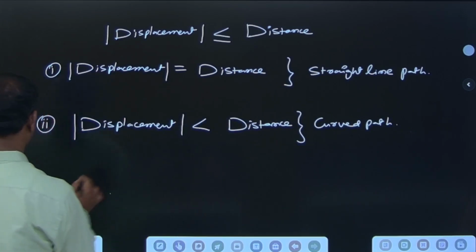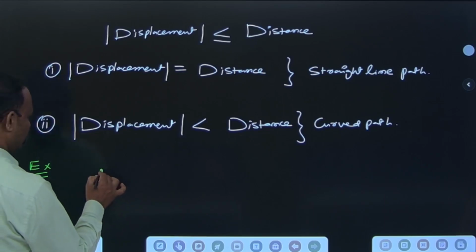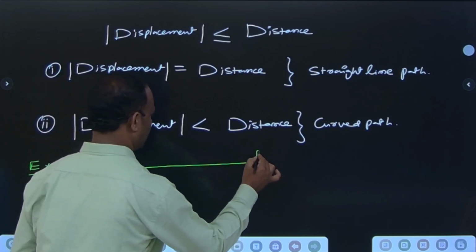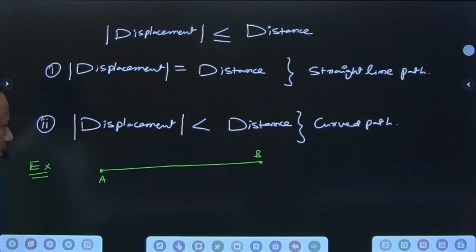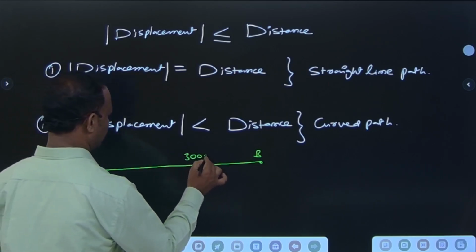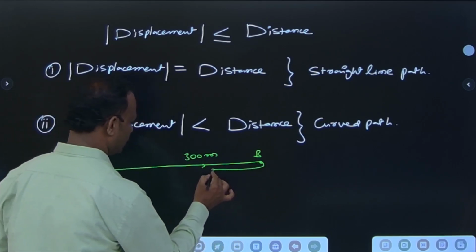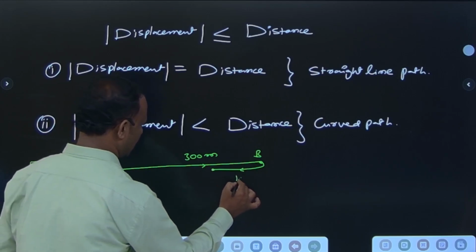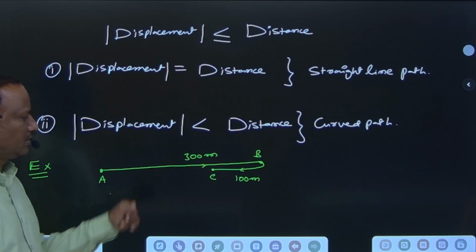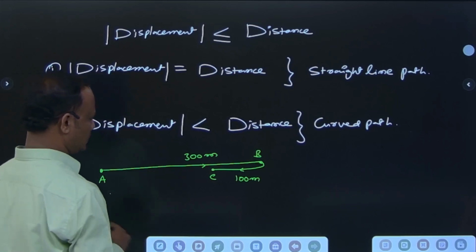Now, very first one, example 1 I am taking on this. If a body has to be travelled from the point A to the point B, let it be 300 meter, and returned back 100 meter. It's C. A to B, again B to C. So what is the displacement and what is the distance?